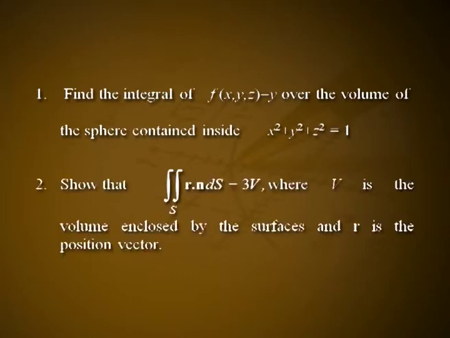Before moving to the next unit, let us try to answer the questions. Find the integral of f of x y z equal to y over the volume of the sphere contained inside x square plus y square plus z square equal to 1. Show that double integral over S of r dot n dS is equal to 3V, where V is the volume enclosed by the surface and r is the position vector.